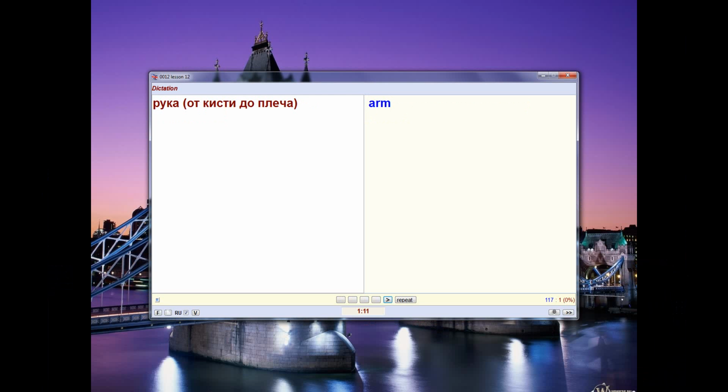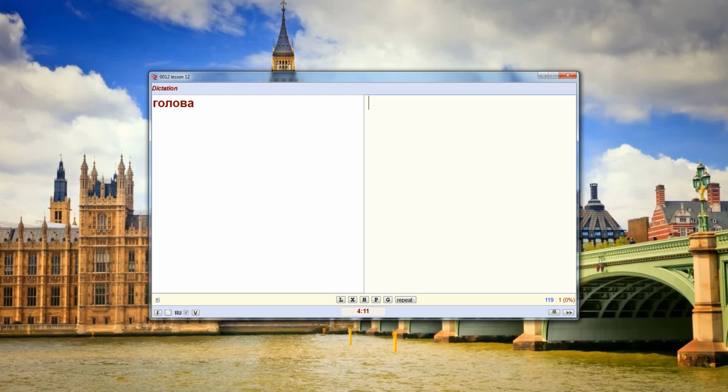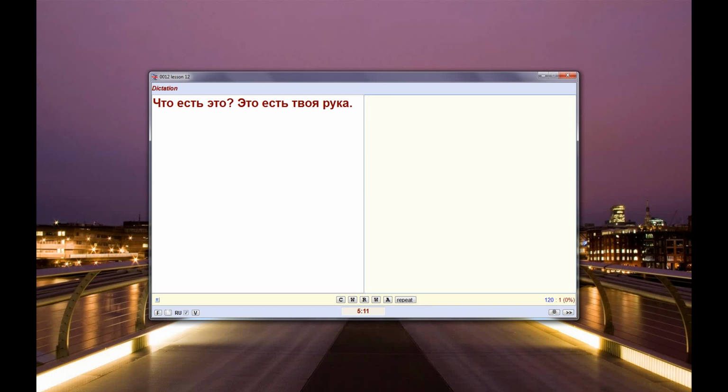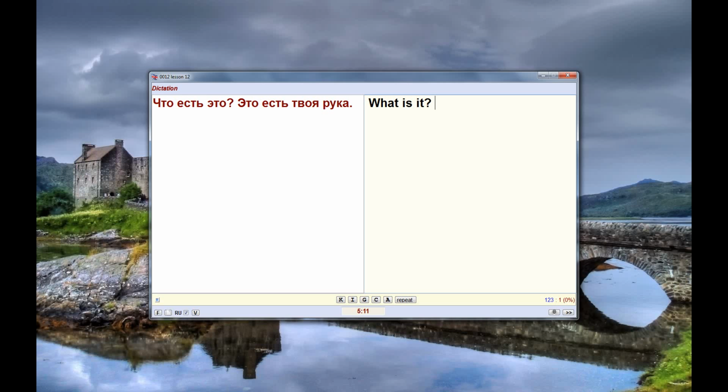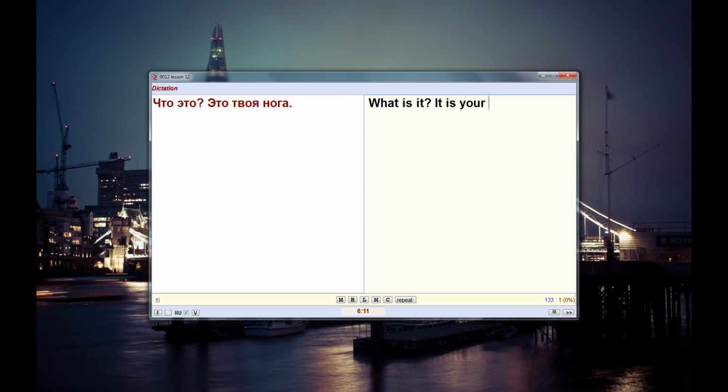Arm. Leg. Hand. Head. What is it? It is your arm. What is it? It is your leg.